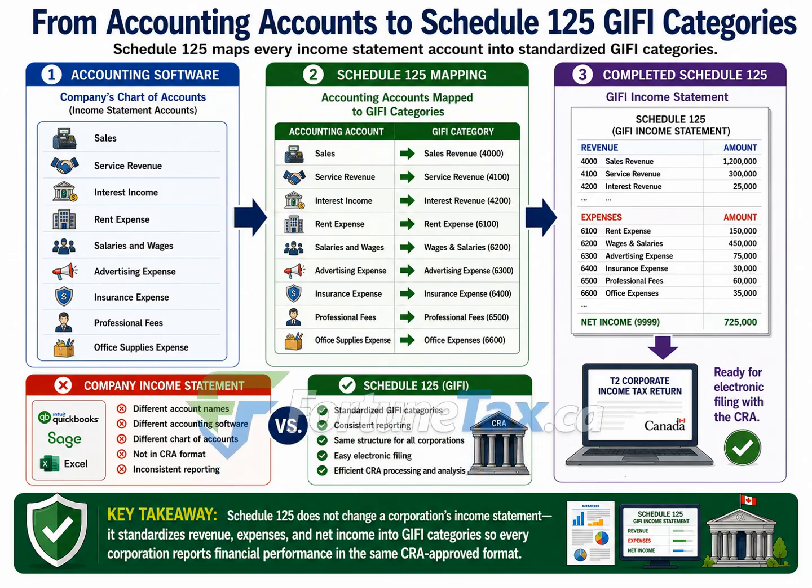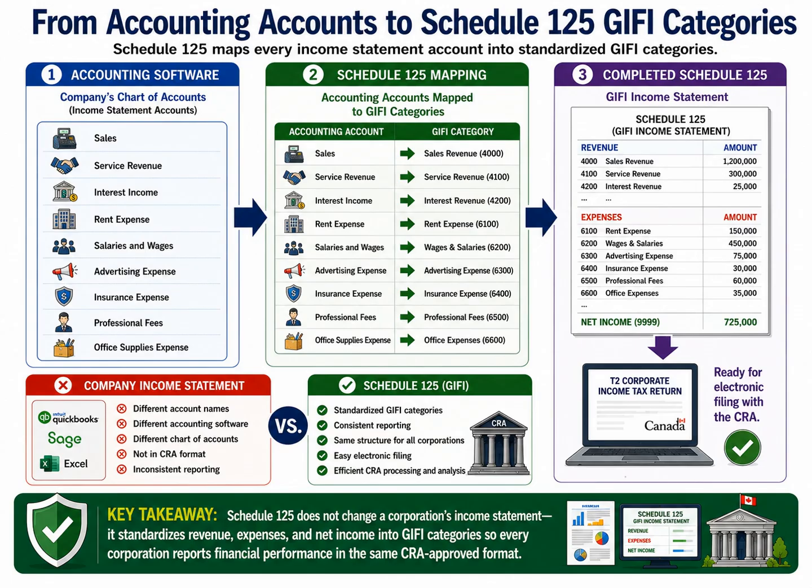The process begins with the corporation's accounting software, where all income statement accounts are recorded. These accounts may include sales revenue, service revenue, interest income, rent expense, salaries and wages, advertising, insurance, professional fees, office supplies, and many other revenue and expense accounts. The next step is the Schedule 125 mapping process.